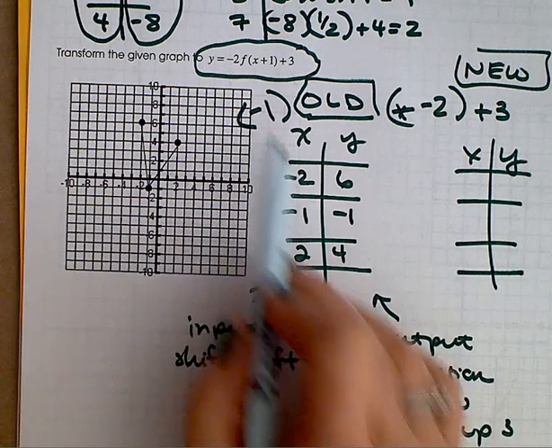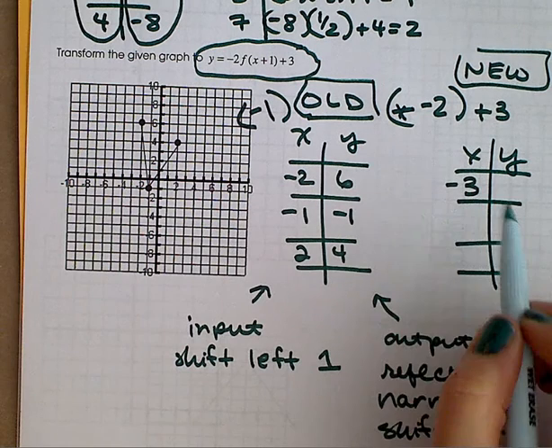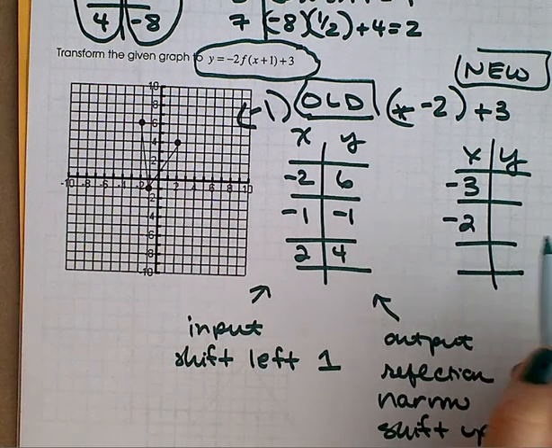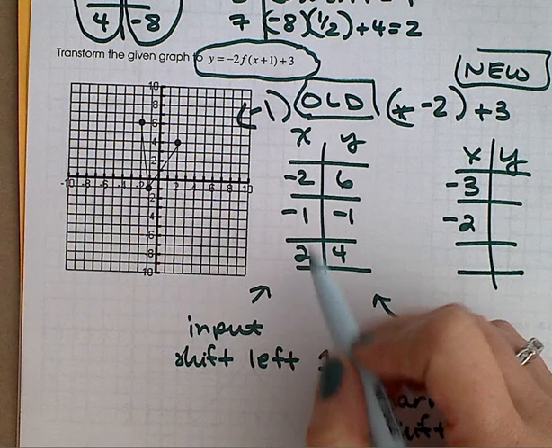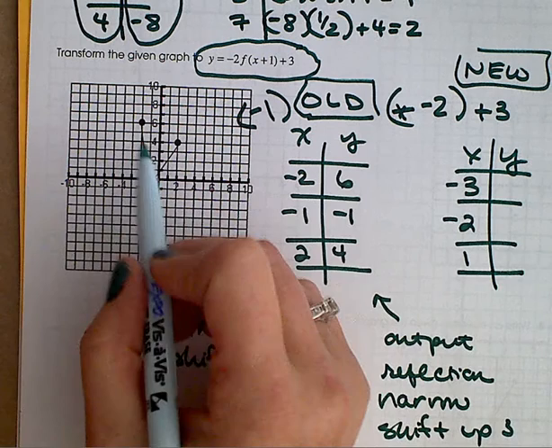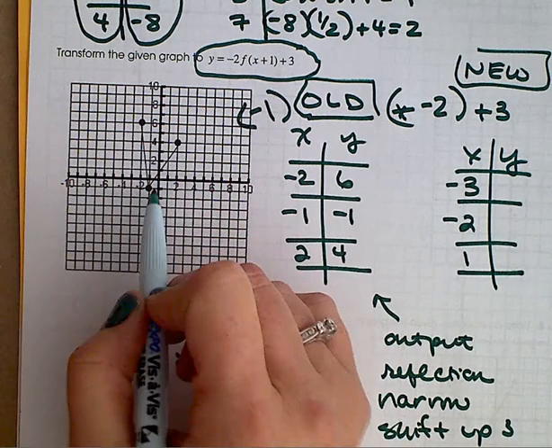-2 minus 1 is -3. -1 minus 1 is -2. 2 minus 1 is 1. Some kiddos have an easier time to do this on the graph, and that's fine.